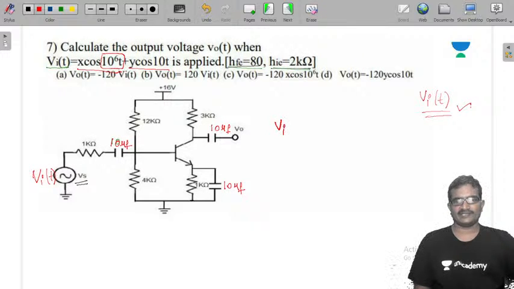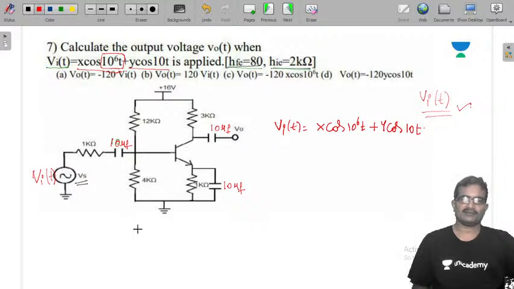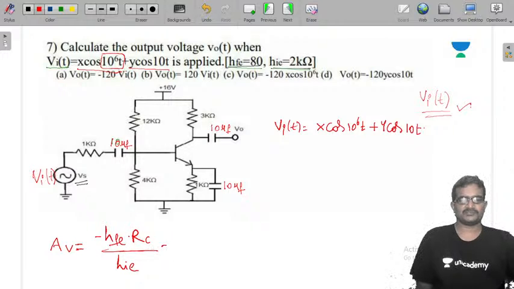So Vi of t is x cos 10 power 6 t plus y cos 10t. This is the data they gave. Now what is the output voltage? Clear? First calculate the overall voltage gain. Overall voltage gain is minus h of e into RC by hie, because it is a CE amplifier. Substitute values: minus h of e 80 into RC 3k by hie 2k, 40 into 3, minus 120.